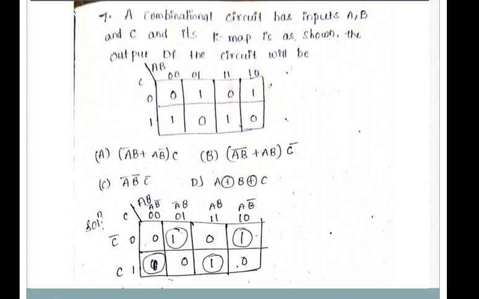So here comes the next question. A combinational circuit has inputs A, B and C, and its K map is shown in the figure, and the output of the circuit will be.